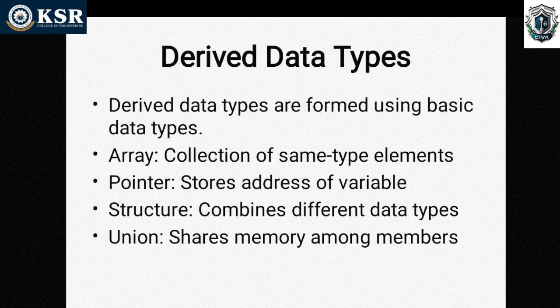Derived data types. Derived data types are formed using basic data types. First one, array, pointer, structure, union. Array is a collection of same type of elements. Pointer stores the address of a variable. Structure combines different data types. Union shares memory among members.